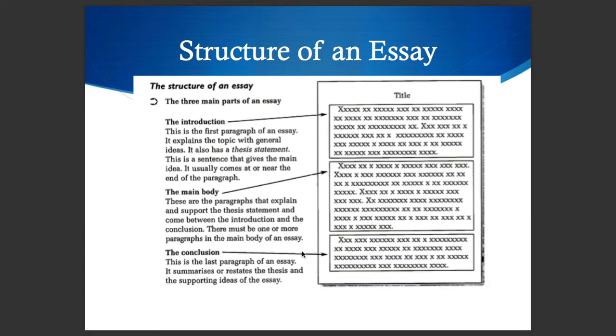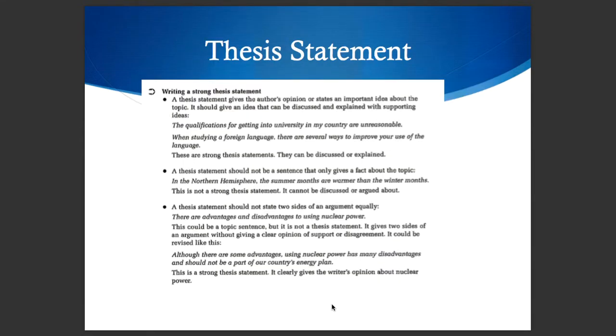Okay, so let's start from the first one, the thesis statement. How should we write a thesis statement? A thesis statement that is good or strong is a thesis statement which is open for discussion. So it should not be about fact in the beginning of your essay. Because if it is about fact, then you cannot elaborate your ideas more. So it should be a sentence that is open for two sides of arguments.